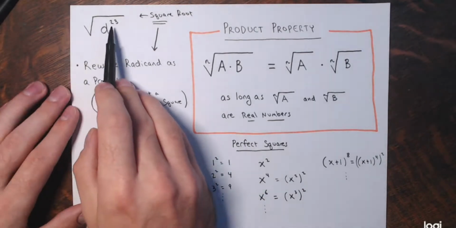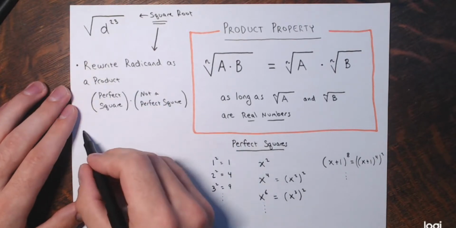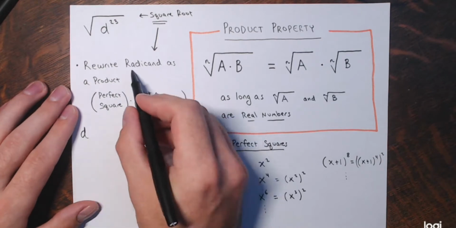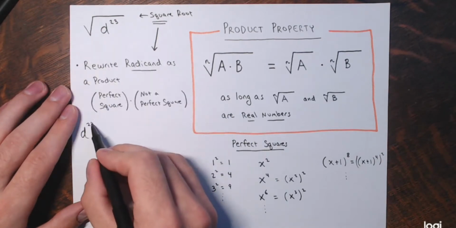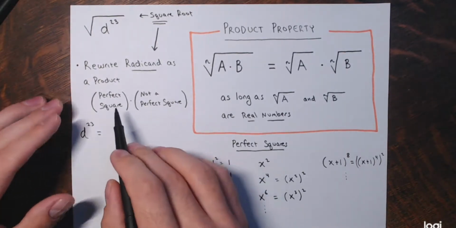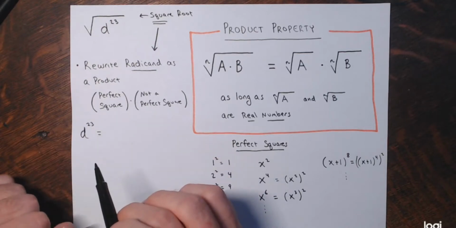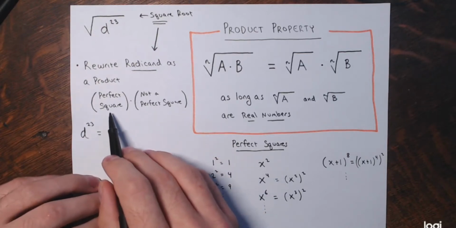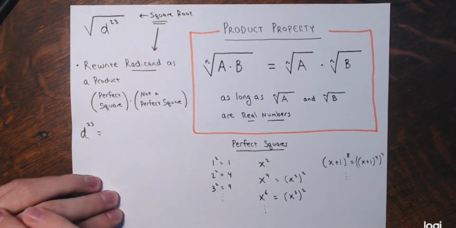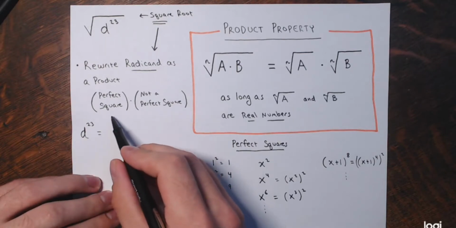All right, so going back here, this d to the 23rd. That's clearly not an even exponent. I'm going to take the radicand, this d to the 23rd, and break it apart. I'm going to write it as a product of a perfect square and not a perfect square. What I want to do is find the largest perfect square that goes into the radicand evenly. So that would be d to the 22nd.